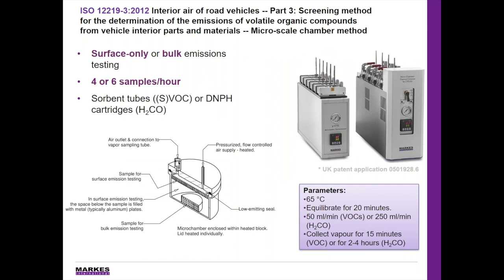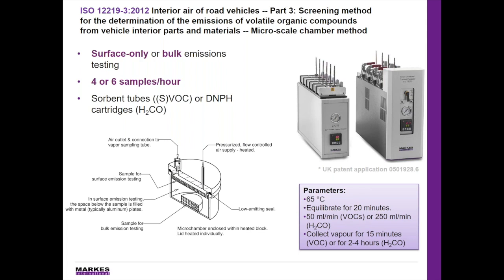I also want to talk a little bit more about the microchamber method. Here's ISO 12219 part 3 as an example, showing how the microchamber is used for sampling the vehicle materials. You could either place the whole material in the chamber to test the bulk emissions, or you can raise the sample to the top of the chamber and look at the surface-only emissions. The carrier gas inside the chamber will sweep all the released VOCs onto the sorbent tubes.